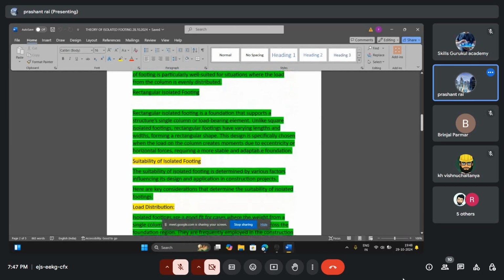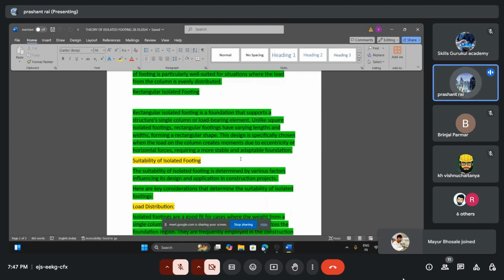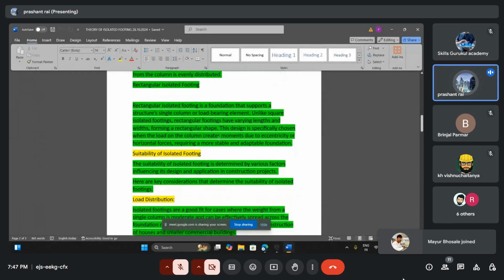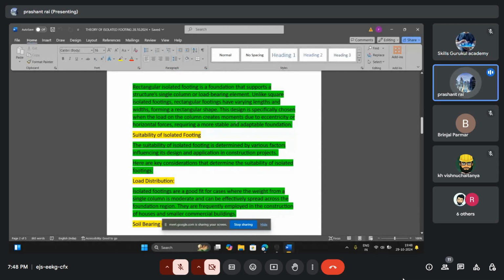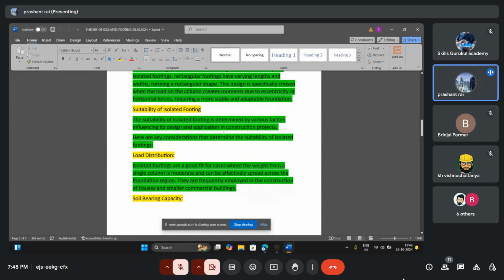distributed. Second is the rectangular isolated footing, a foundation that supports a single load, a single column or a load-bearing element. Unlike the square isolated footing, a rectangular footing has different length and width, forming a rectangular shape. The design is specifically chosen when the load of the column creates a moment due to intensity or horizontal forces, requiring a more stable and adaptable foundation.